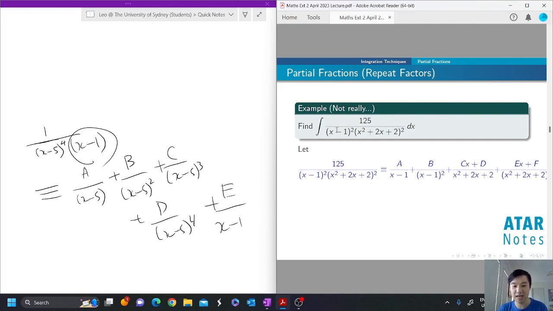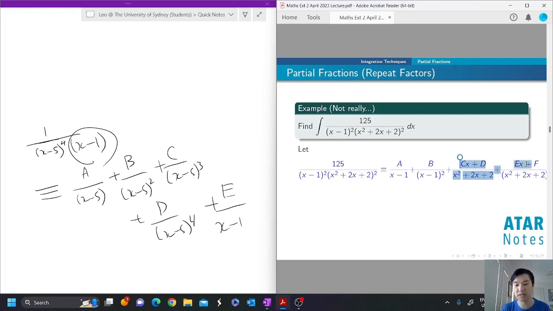So say we had to actually integrate 125 over x minus 1 squared times x squared plus 2x plus 2, that entire thing squared. What you have to do is, because we have a repeat factor for x minus 1, we start from x minus 1, sum up all the way to x minus 1 squared. So we've got 2 fractions for that. And here we've got this x squared plus 2x plus 2, the entire thing squared. So we have to start with it and then sum up to it squared.